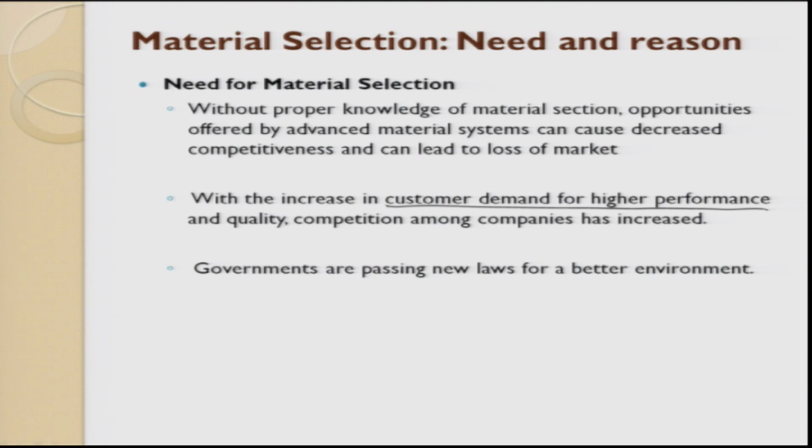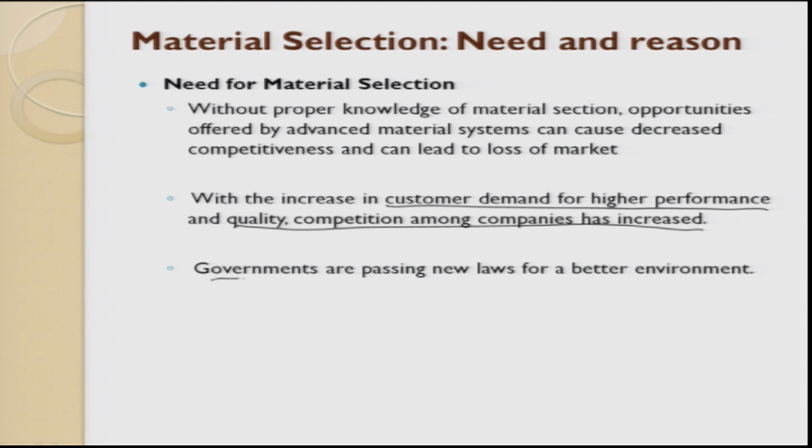So you see, all these demands which the customer puts in front of manufacturing are contradicting each other. But still he says, I will give you this much price. That means he wants to buy the product in a very, very economical manner. So the customer demands high performance and quality, and competitiveness among companies has increased. So a proper choice of materials is very, very important.